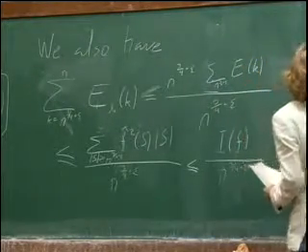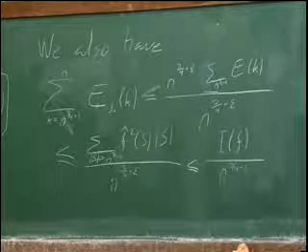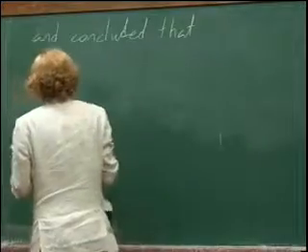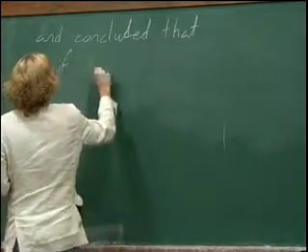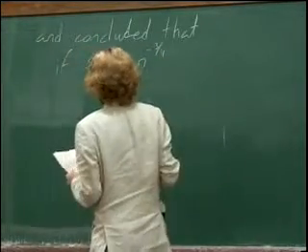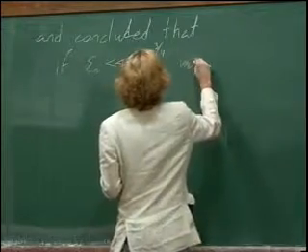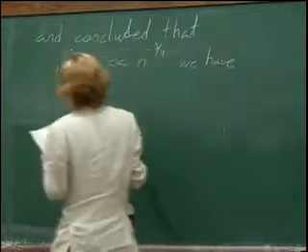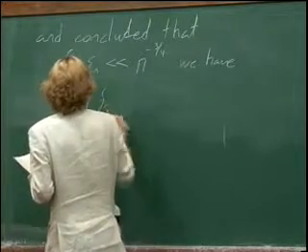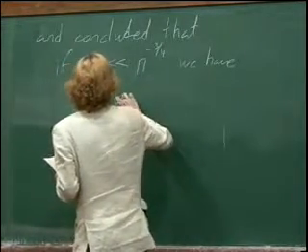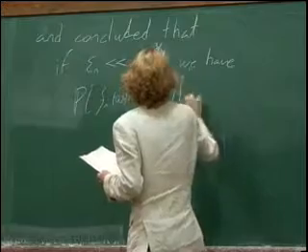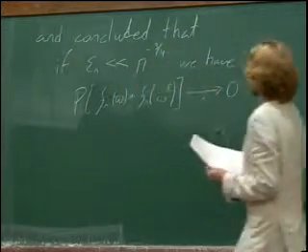So from this, we have concluded that if epsilon n is much smaller than n to the minus 3/4, we have indeed the noise stability statement: the probability of Fn of omega different from Fn of omega epsilon tends to 0 with n.